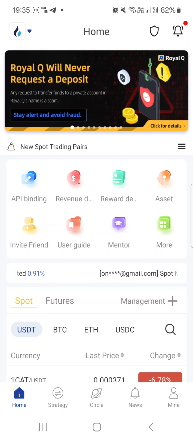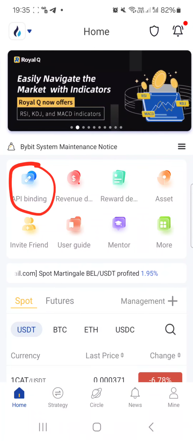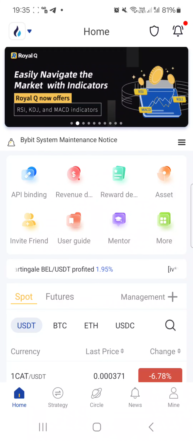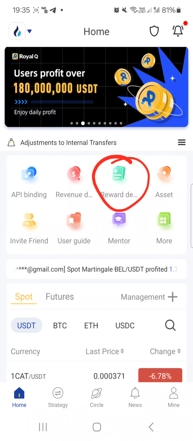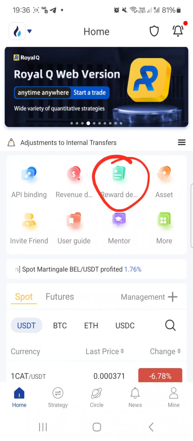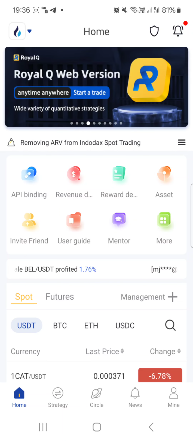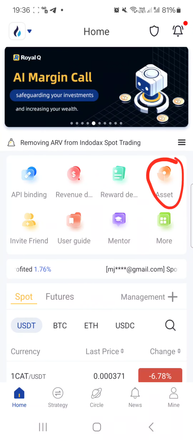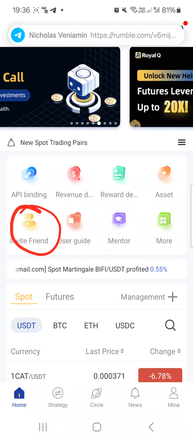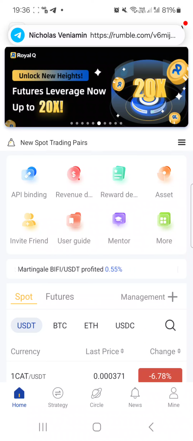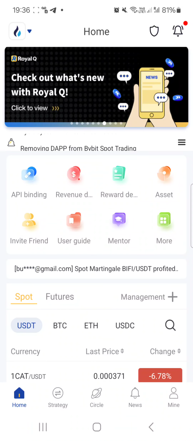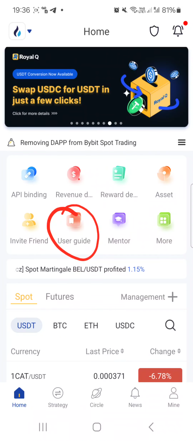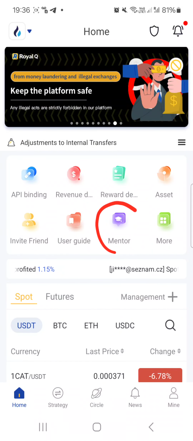These are the menus. When you're binding, here you go. When you want to see your revenue, this is where you go. If you're building a team, you'll see your rewards, the activation gain and bonus. If you want to see your asset, where the fuel fee is, this is where you see. If you want to invite a friend, this is where you get your link. If you want to see a user guide for the API binding and all those things, you can go into this section. If you want to add me as your mentor, you can go here.